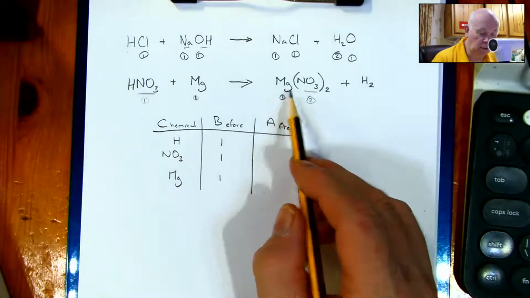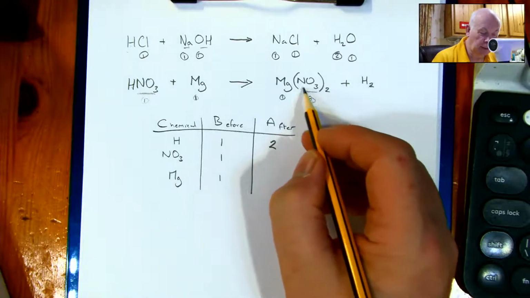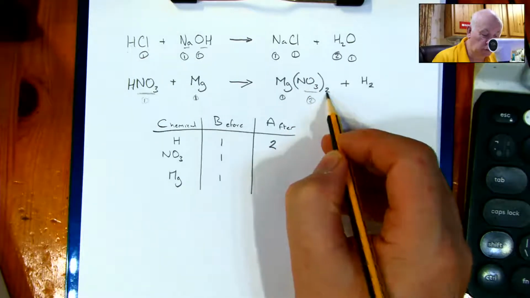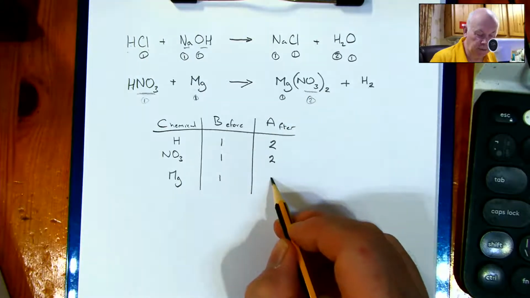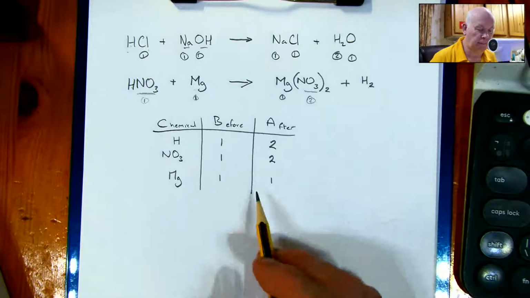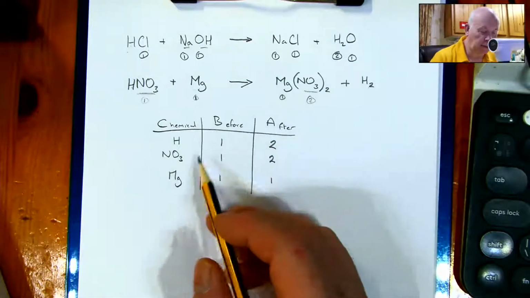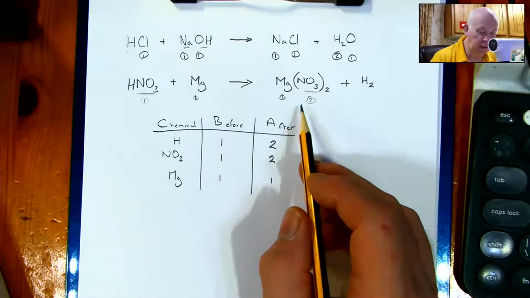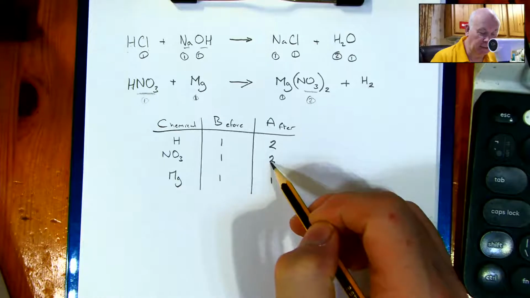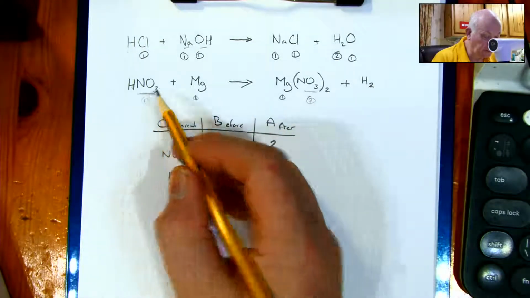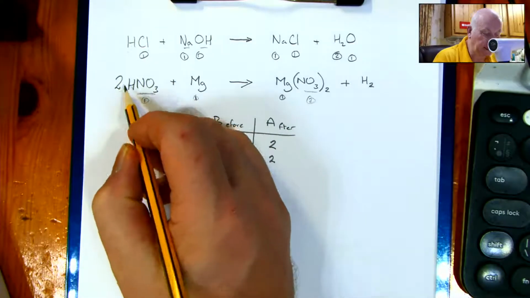Afterwards, what have we got? Well, we've got two hydrogens. We have got NO3 twice, so we've got two of those, and we've still got one magnesium. So let's go through trying to balance, and to balance this is really quite easy. If we've got two at the end of the reaction, we must have had two at the beginning of the reaction. And this is where we put a big number 2.